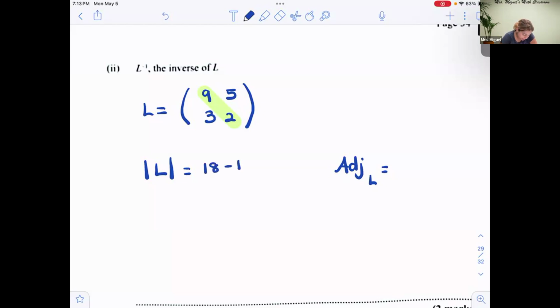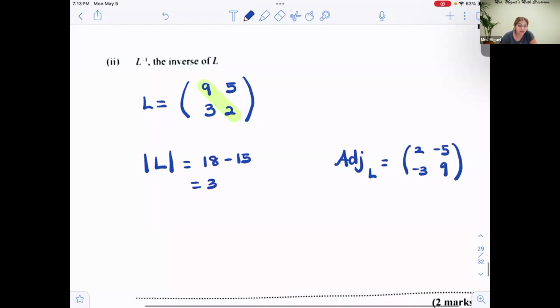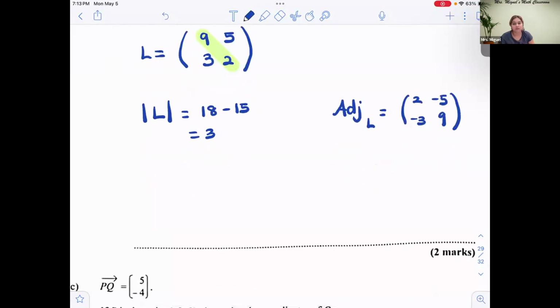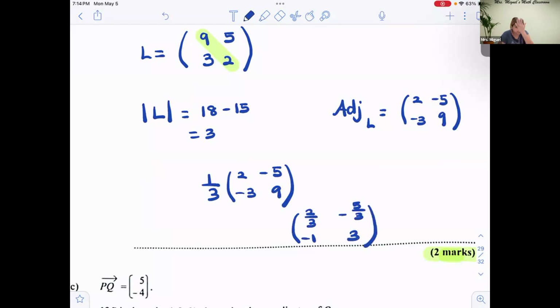So 18 minus 15, this is 3. Here we will get 2, 9, -5, -3. Now this is for 2 marks, right? So just make sure that you're getting 2 marks. So it's 1/3 by 2, -5, -3, and 9. So don't leave it just so, multiply it out. So you get 2/3, -5 over 3, -1, and 3. I don't know exactly what you're looking for, right? But you try and multiply it out.